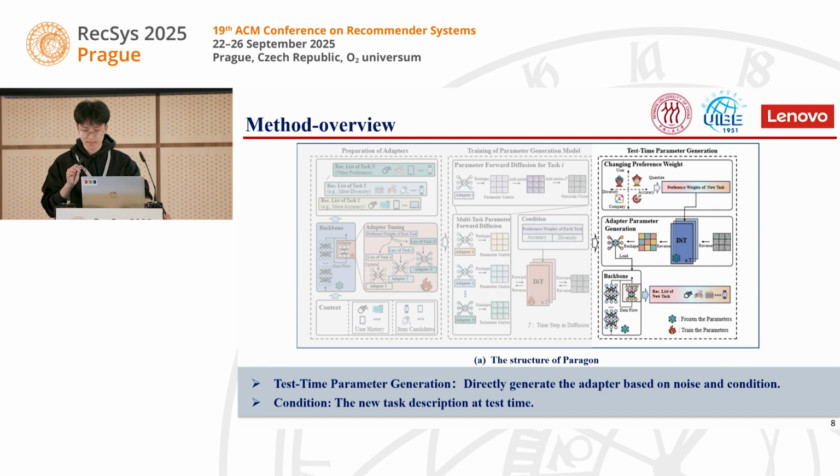Stage 3, test time parameter generation. This is where the magic happens. As shown on the right, when a new task requirement arrives in the online system, we feed it as a condition to our trained generator. Instantly, it generates a new adapter. We then combine this new adapter with the backbone to form a new recommendation model, all without any retraining.